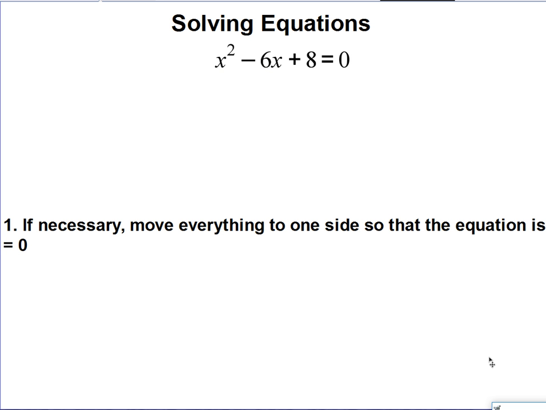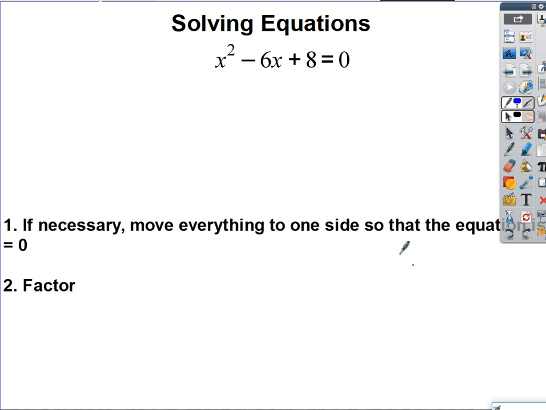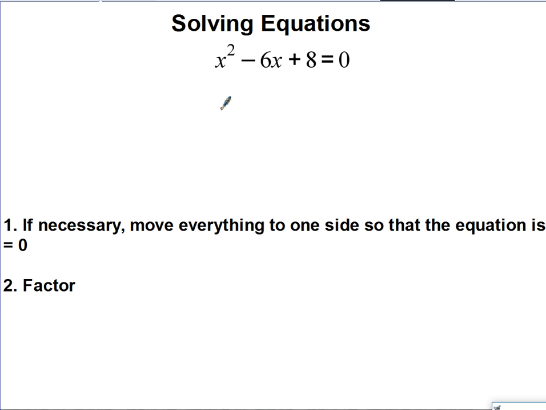Step one of solving by factoring is, if necessary, move everything to one side so that the equation is equal to 0. This one is already equal to 0. But if there were anything over here, we would need to move it to the other side. Before you can factor, the equation has to be equal to 0. Step 2 then is to factor.